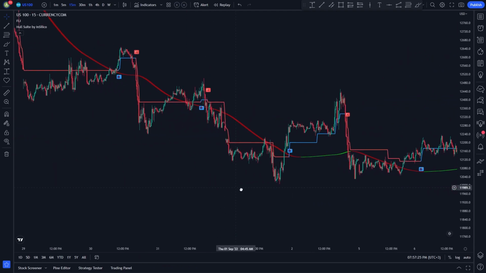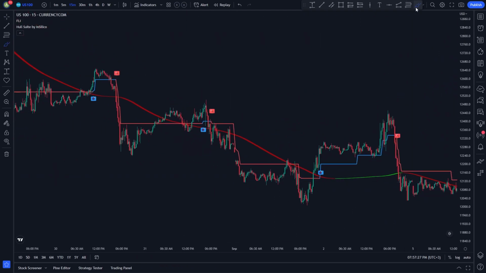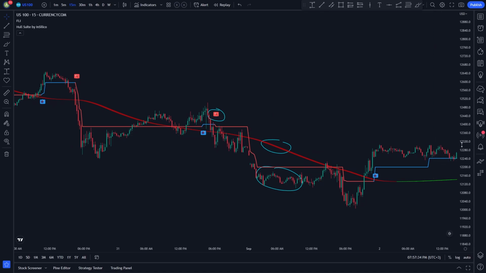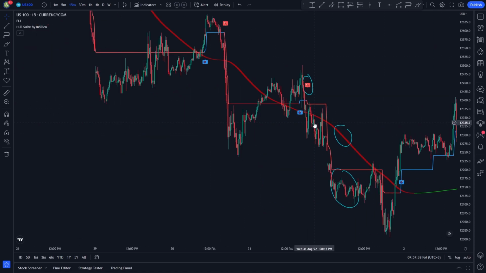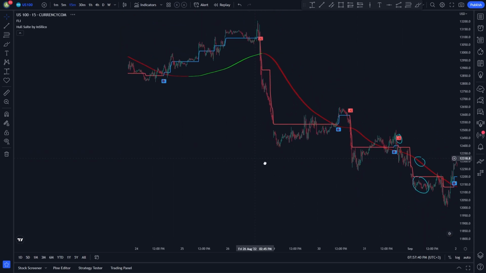For entering a short position, the first rule is that the Hull Suite line must be red, and the price must be trading below it. The second rule is that a sell signal must be issued by the follow line indicator. These are the rules for entering short and long positions. To make things clearer, I will provide a few examples.